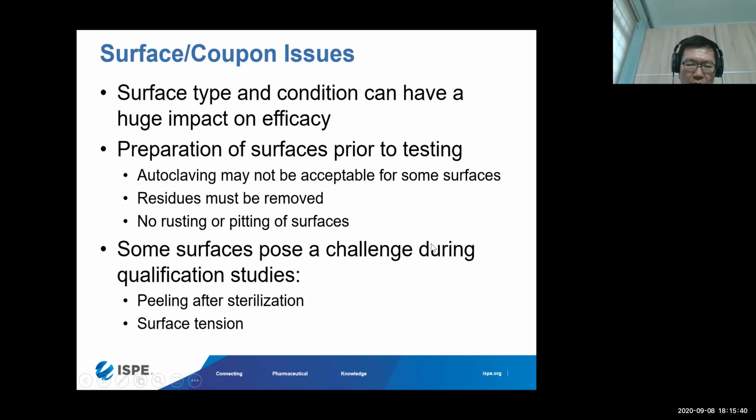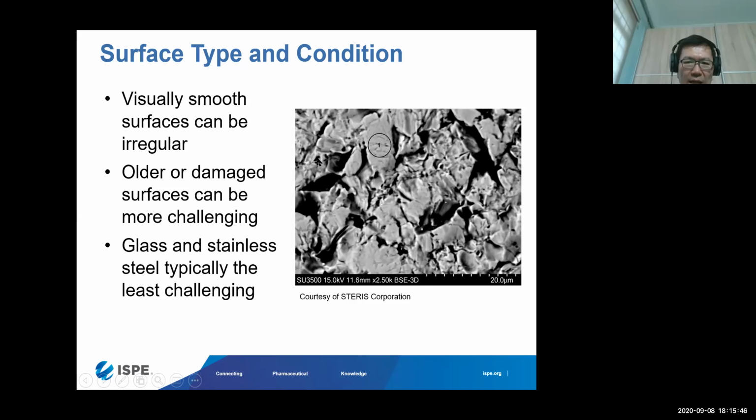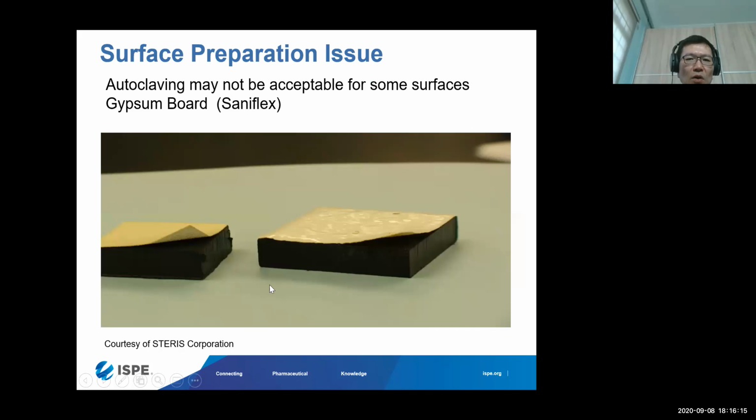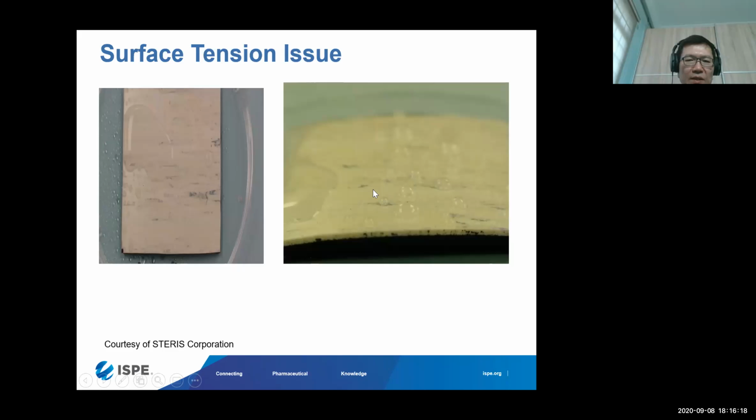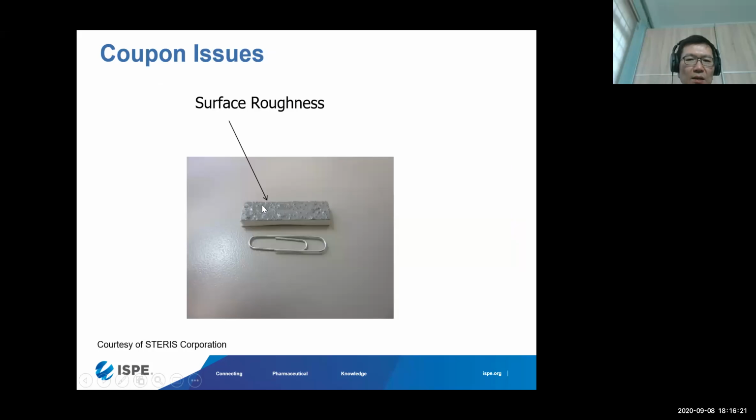Surface tension means you cannot have a good coverage of the disinfectant on the surface. If you look at the surface using a scanning electron microscope, sometimes if it's a damaged surface with a lot of crevices, this will cause failures in your test results. Older or damaged surfaces can be more challenging. Typically glass and stainless steel are the least challenging because they are quite smooth surfaces. These are examples of the issues: peeling, surface tension issues, and surface roughness.